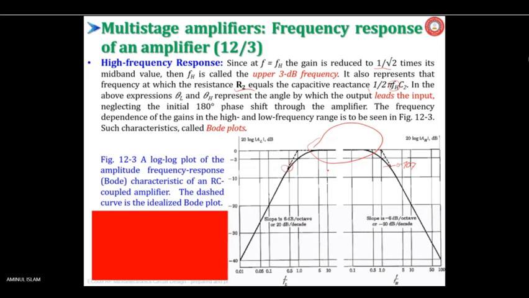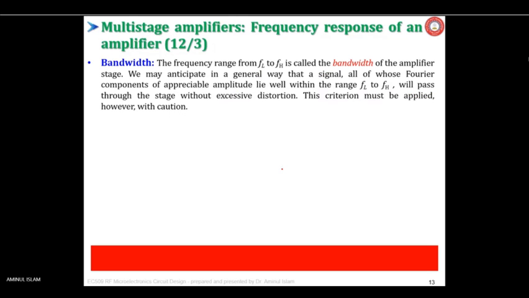In the above expression, theta L and theta H represent the angle by which the output leads the input, the lead angle, neglecting the initial 180 degree phase, because in a CS or CE amplifier a 180 degree phase shift occurs by default. It is beyond that. The frequency dependence of the gains in the high and low frequency range is to be seen in this Bode plot. What is bandwidth? The frequency range from FL to FH is called the bandwidth. Not from zero frequency to the other end. It is from the lower 3 dB frequency to the upper 3 dB frequency, FL and FH. That is called the bandwidth.